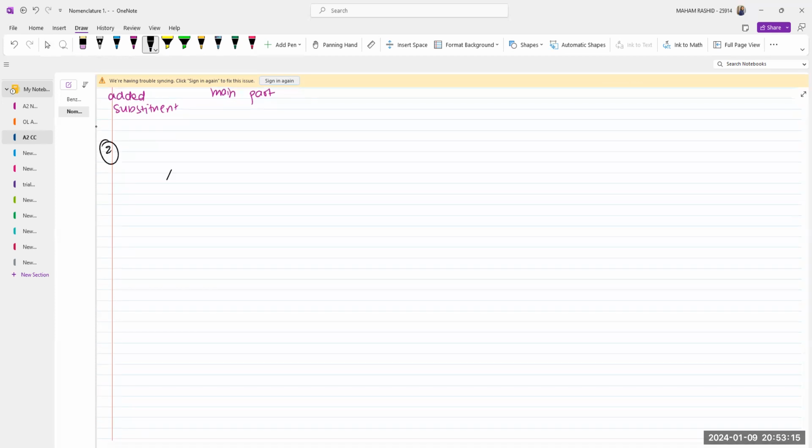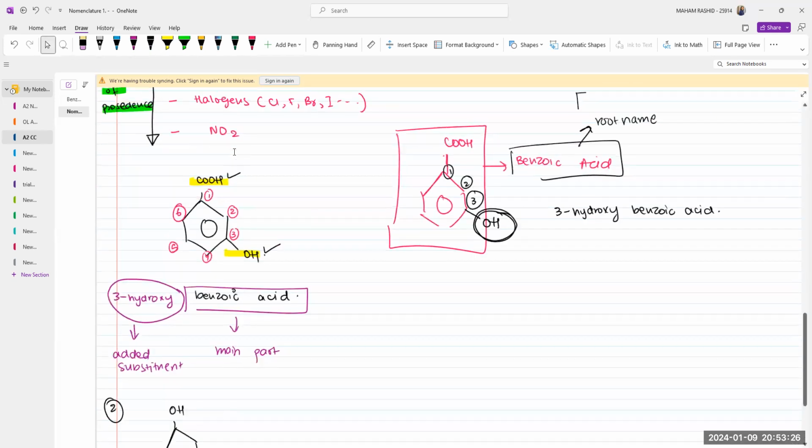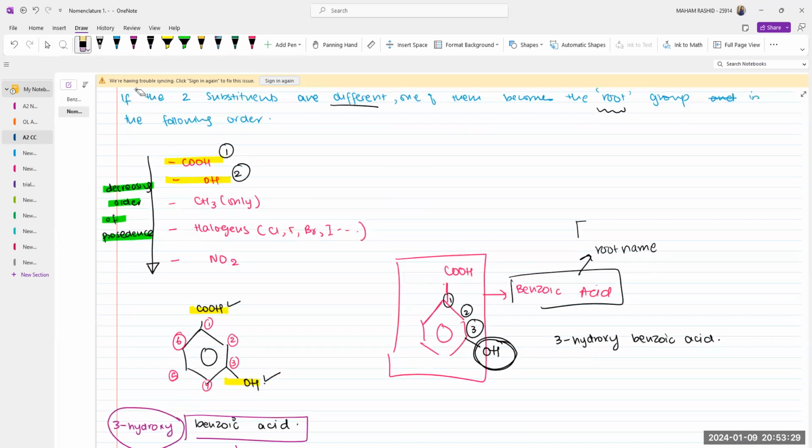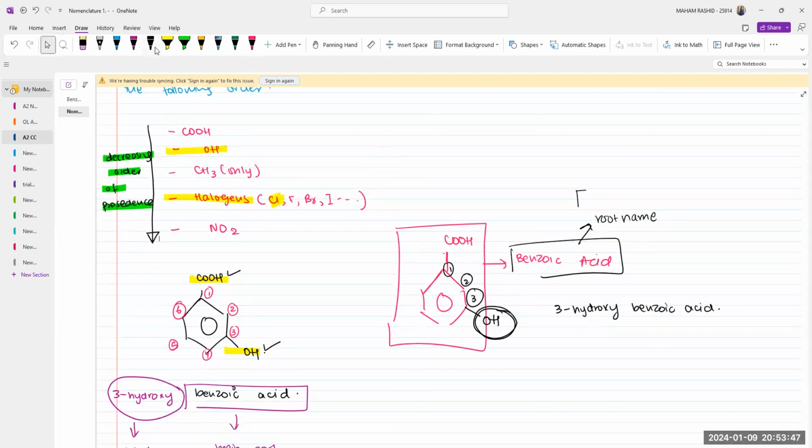In this one, I have a benzene ring again, and I have an OH group and a chlorine atom. Now let's go up and check the order of precedence. What do we have in here? We have an OH group and a chlorine atom, right? A chlorine is considered a halogen, right? So the OH is going to be part of the root name, and this will be the substituent.